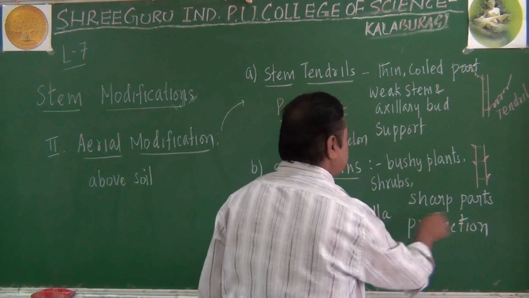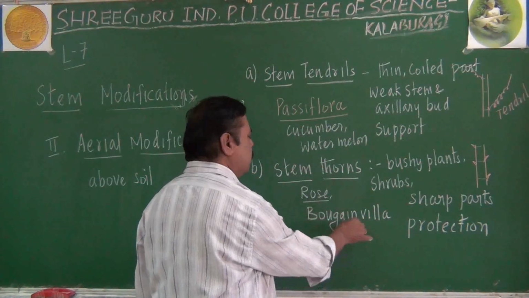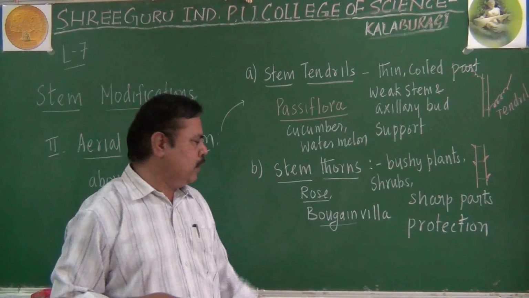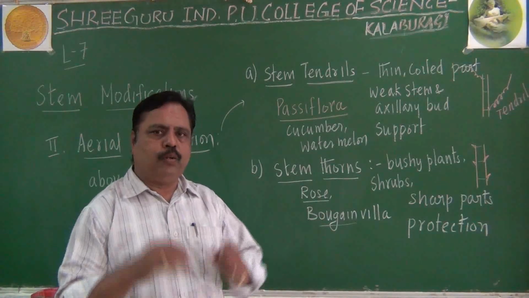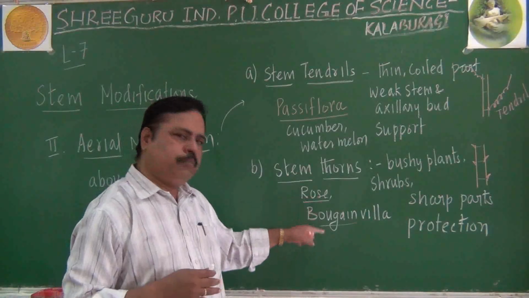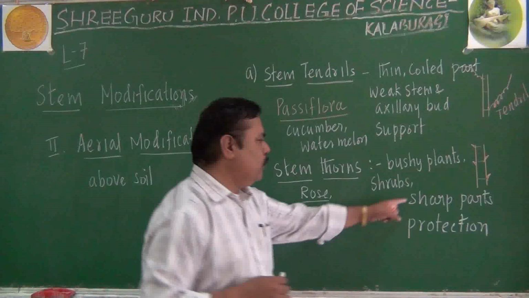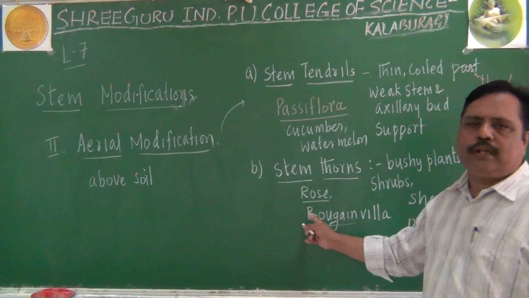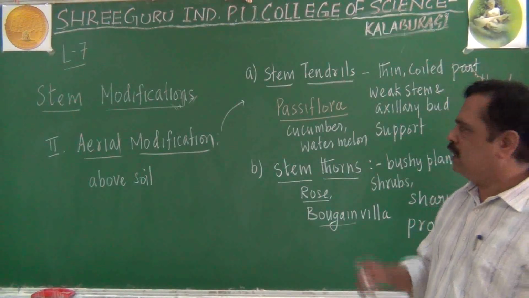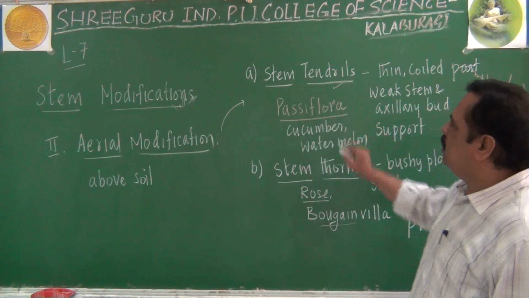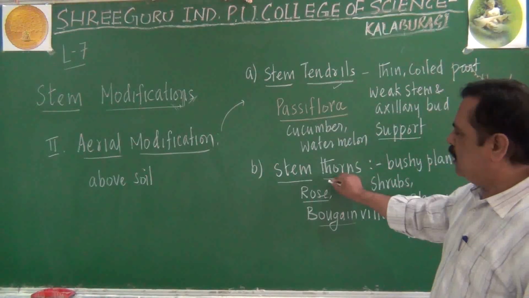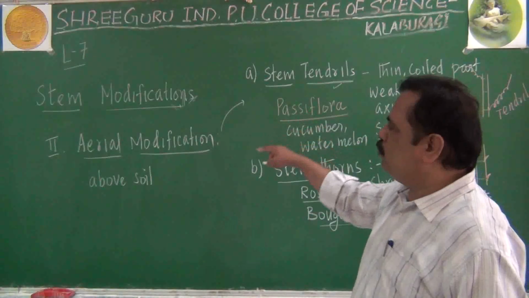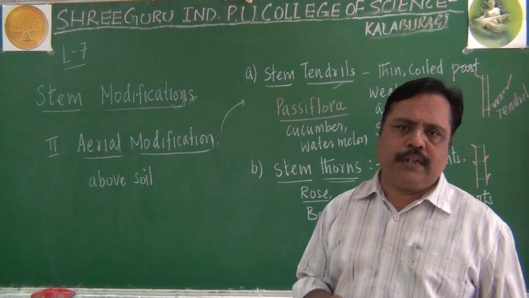Remember, these plants must be protected from grazing animals like cattle, sheep and others that may come and eat the plant. To avoid that, to protect themselves, the rose and bougainvillea produce sharp areas called thorns. Those thorns will protect them from grazing animals. So dear students, remember, tendrils are meant for support, whereas thorns are meant for protection. That is the second type of aerial stem modification we can recall.